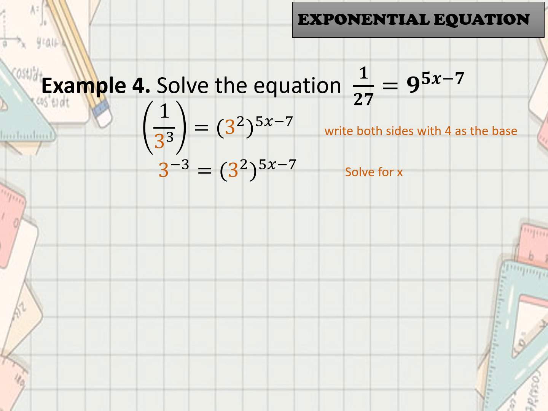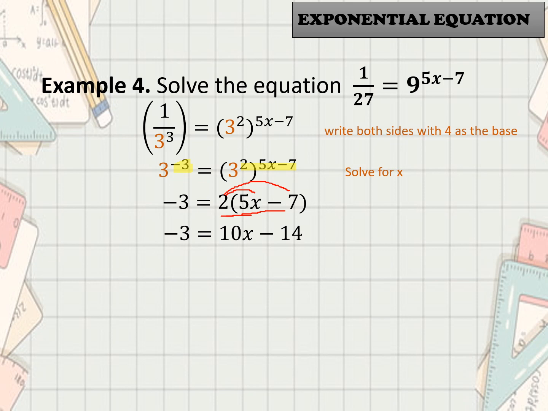So, kapag same base na sila, kunin na lang yung exponent. Dito is negative 3. Then, dito naman is yung 2 times 5x minus 7. So, bring down natin yan lahat. Okay, so next, distribute si 2 kay 5x minus 7. Okay, so negative 3 equals 2 times 5x is 10x. 2 times negative 7 is negative 14.